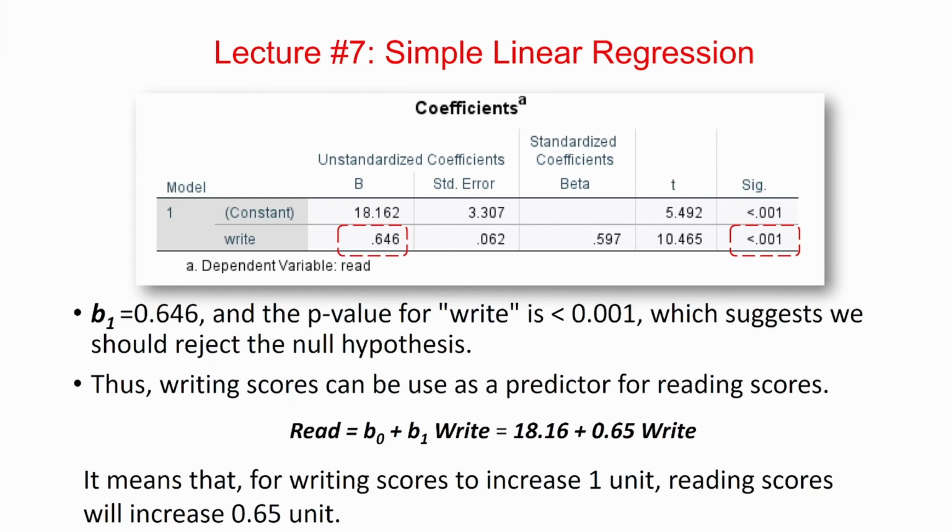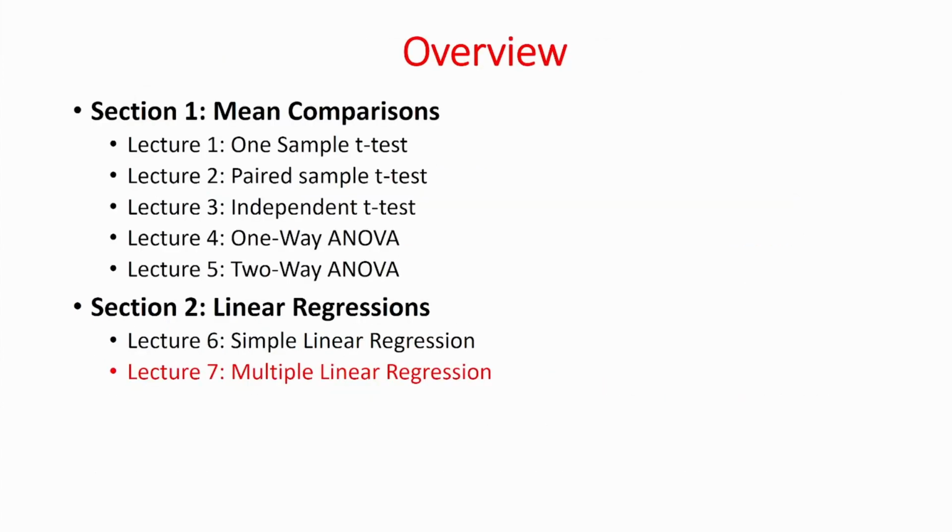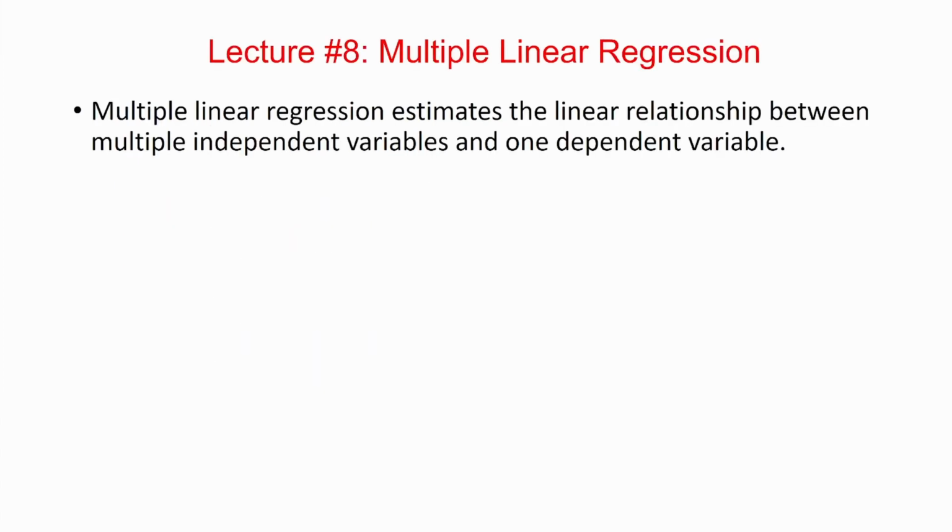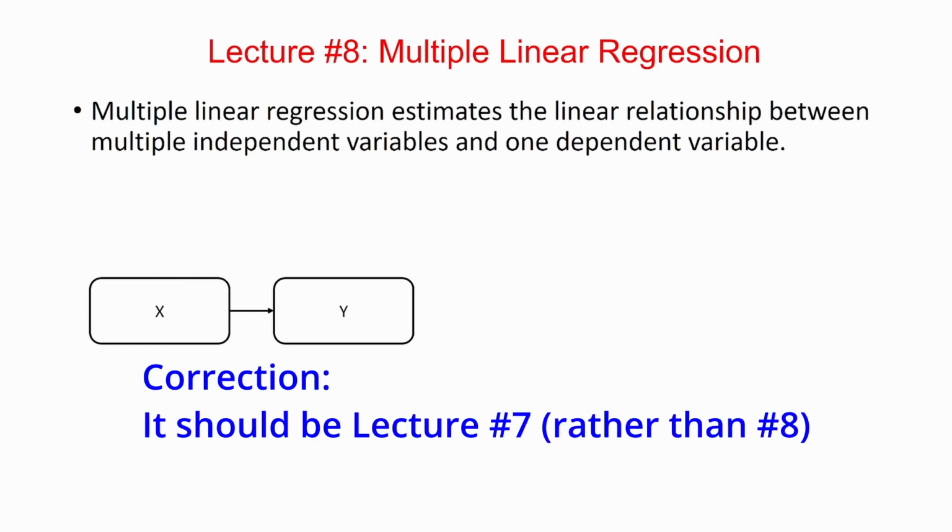Okay, so this is for simple linear regression. Now we're going to move to the last lecture of this tutorial, which is multiple linear regression. That's our lecture 7 actually. Multiple linear regression is the relationship between multiple independent variables and one dependent variable. This framework we have used a lot in this tutorial: x and y, independent variable and dependent variable.